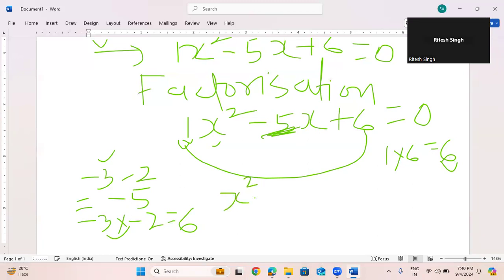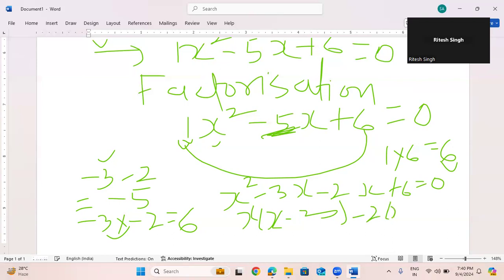x square minus 3x minus 2x plus 6 is equal to 0, right? Now what will we do next? Next we will take common. We will take common x minus 3 here, and minus 2 here common. This will again be x minus 3, right? And then we will do what? x minus 3 is coming in both places. Here also it is x minus 3. We will take it one time and the rest is x minus 2 is equal to 0, right?